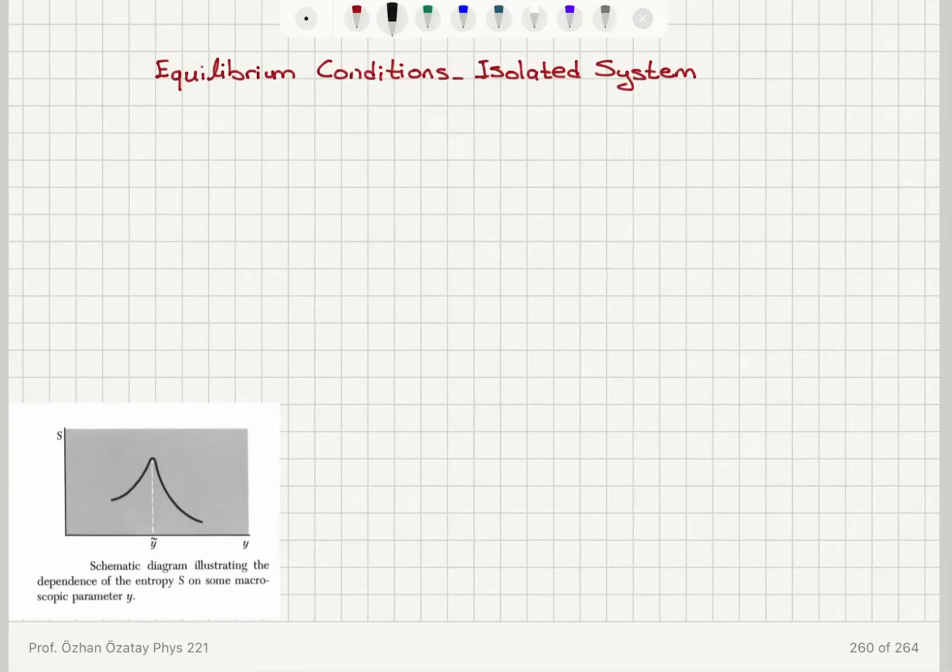We will now look at some alternative forms of expressing equilibrium conditions. And first we're going to look at an isolated system. Let's suppose that we have an isolated system A star that is described by a macroscopic parameter y. So we're considering A star an isolated system, so it doesn't exchange heat or there is no work being done on the system by the environment.